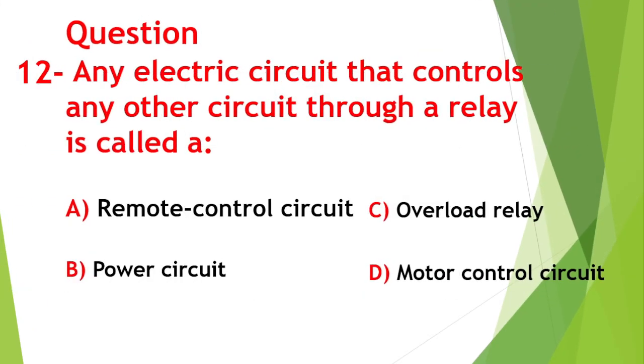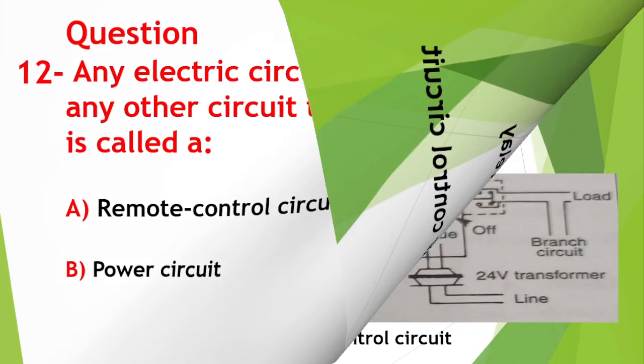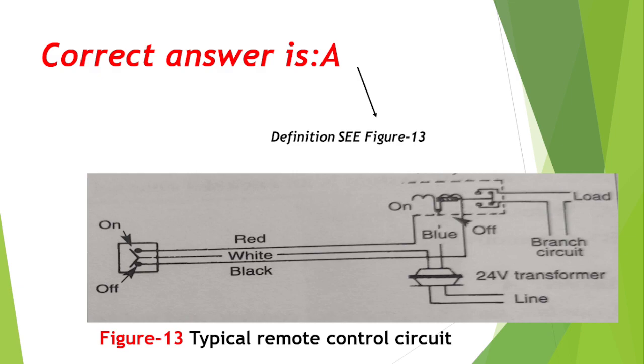Next, question number 12. Any electric circuit that controls any other circuit through a relay is called A. Remote control circuit, B. Power circuit, C. Overload relay, D. Motor control circuit. Correct answer is A. See the figure.